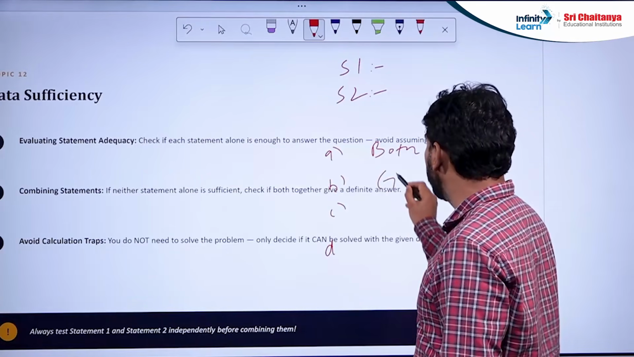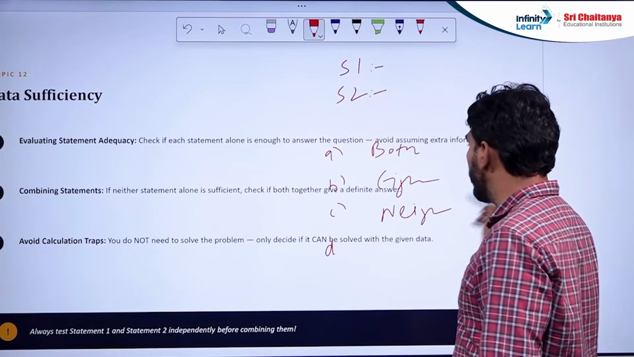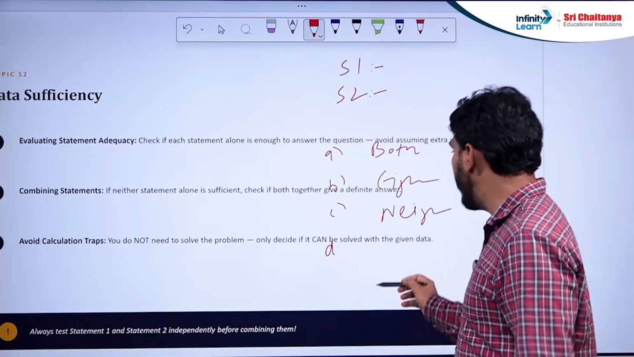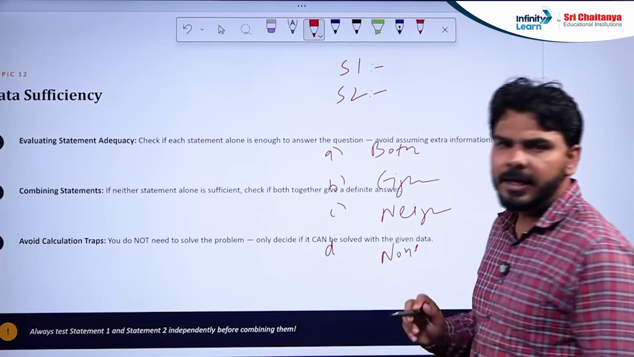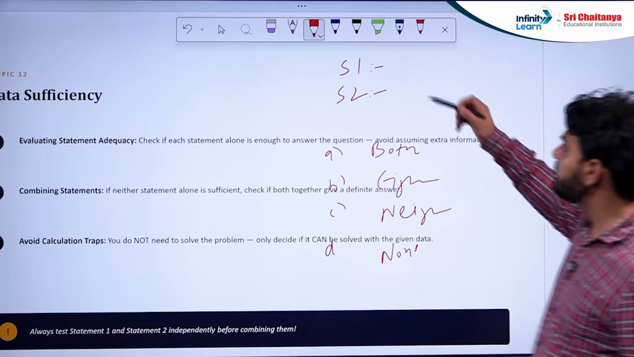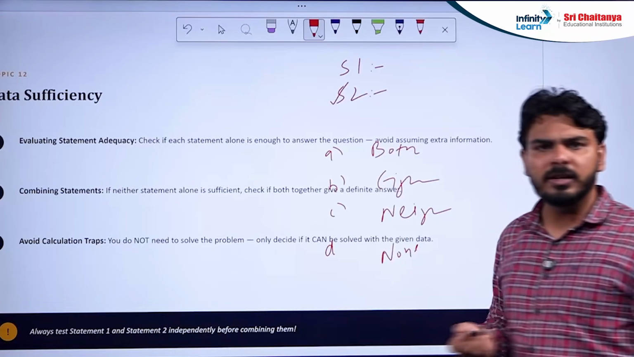Option B is either A or B is correct. Option C is neither A nor B is correct. Option D is none of these, or something like that. So you just have to figure out whether these 2 statements are correct or not. This is the only thing.